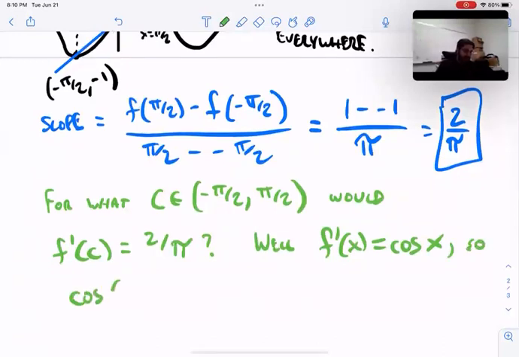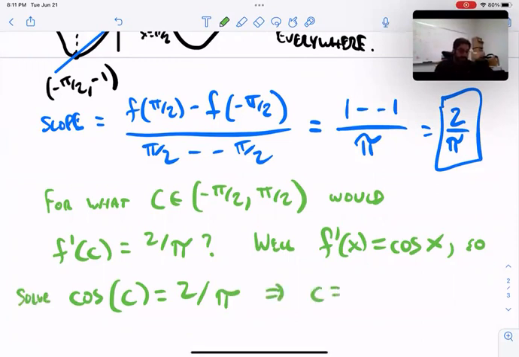So I have cosine of c, just plug that c into f prime, right? And what would we get here? We'd get c would be arc cosine of 2 over pi.